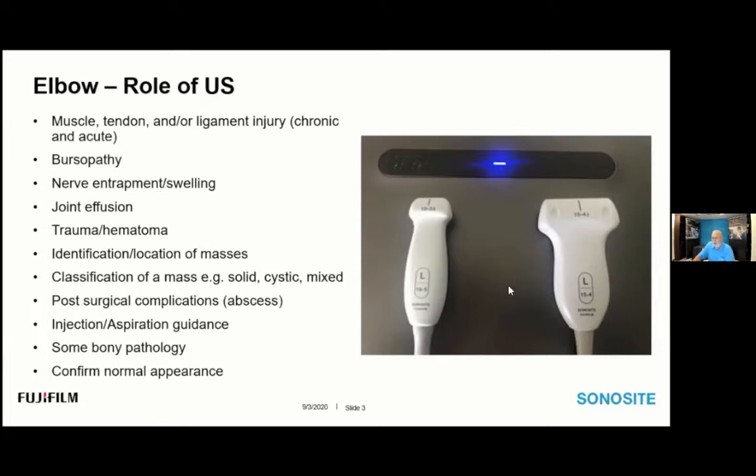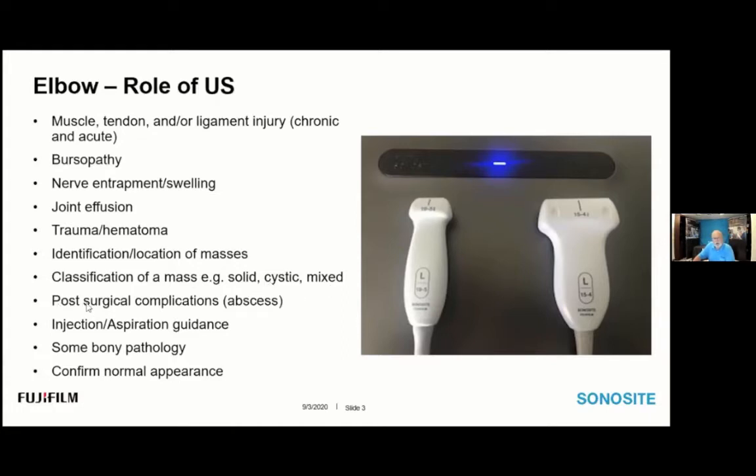Ultrasound can be of help in assessing chronic or acute conditions or injuries to muscle, tendons, or ligaments, and certainly assist in evaluating bursopathies, as well as nerve entrapments and pre-entrapment swelling of nerves. We can certainly recognize joint effusion when present. We can assess trauma and resulting hematoma, identification and location of masses, soft tissue masses or cystic masses, and classification as to whether they're solid, whether they're cystic, or whether they're mixed solid and cystic component.